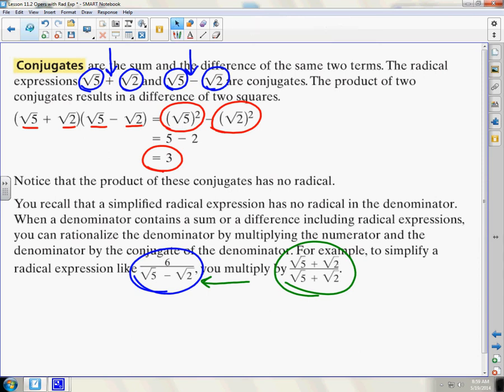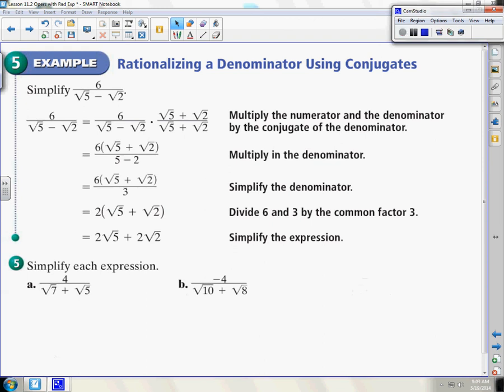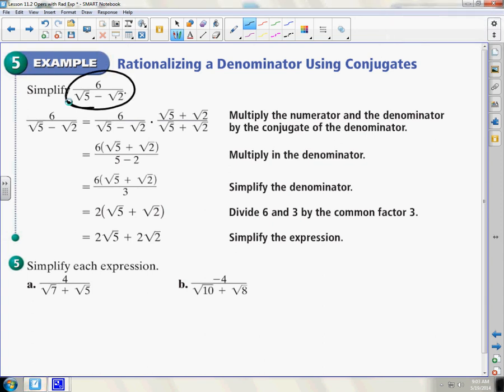Because you cannot have a radical expression in your denominator. It's not allowed. So you have to multiply the top and the bottom by the opposite of your denominator. So make sure you write that down in your notes. Okay, last example, rationalizing a denominator using conjugates. So if you look at this, what they did is they took this fraction and they multiplied the top and the bottom by the conjugate of the denominator.